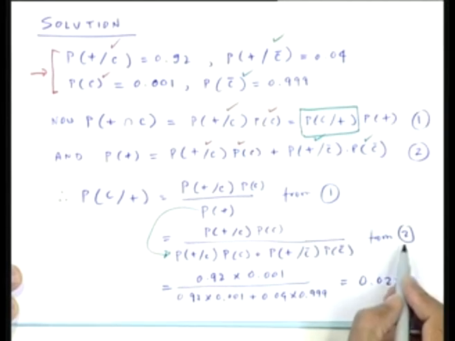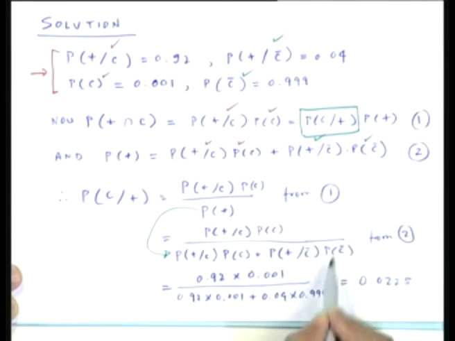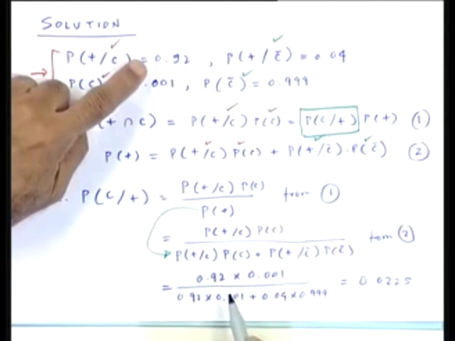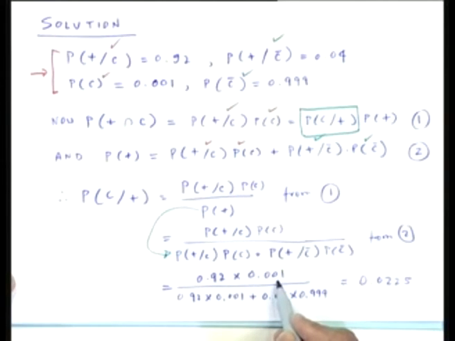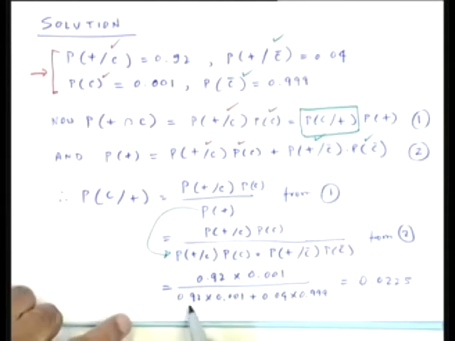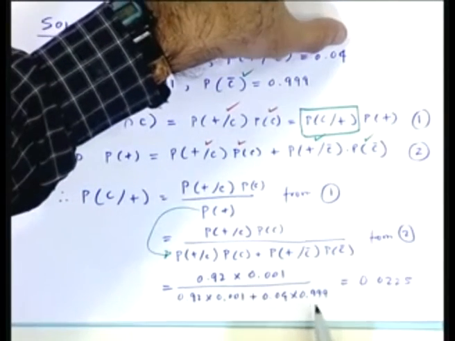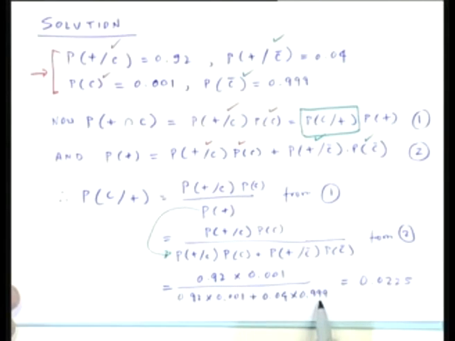Using which equation? Equation 2. So I have a quantity here where I've got all the numbers. I've got 0.92, I've got 0.001, I've got 0.92 again, I've got 0.001, and I've got 0.04 given to us, and I've got 0.999. This I've done.